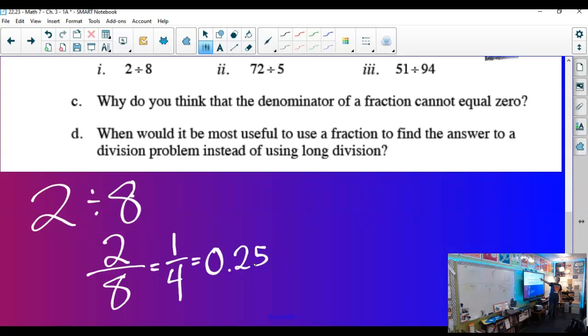Try the second one on your own. I'll give you a little head start, and then I'll do it as well. Oh, wow. It's a big fraction.